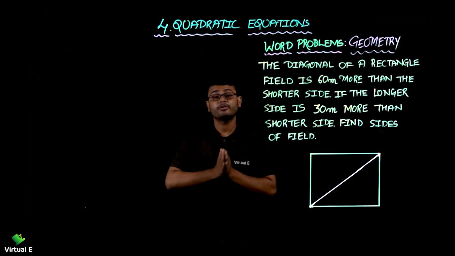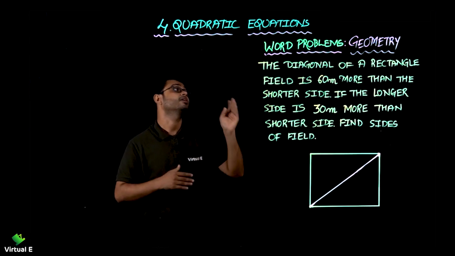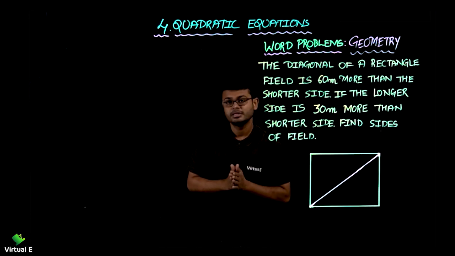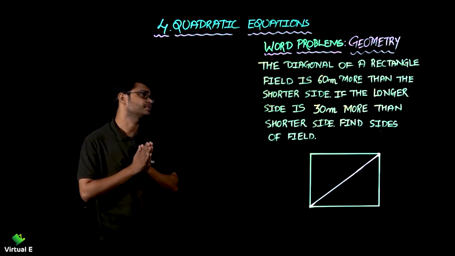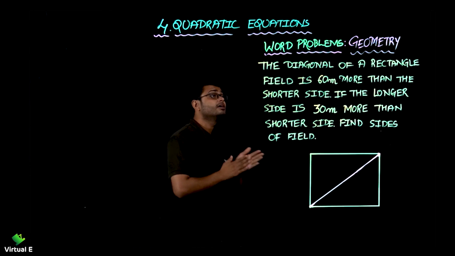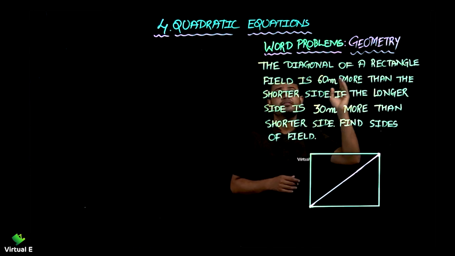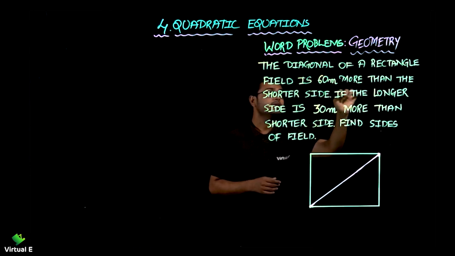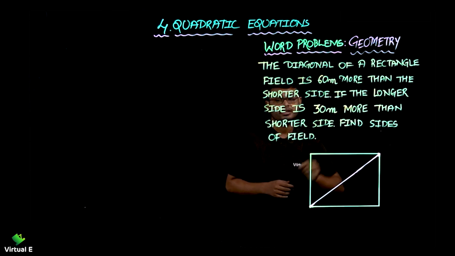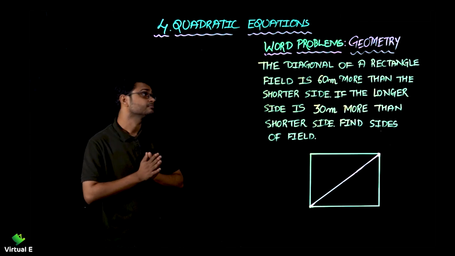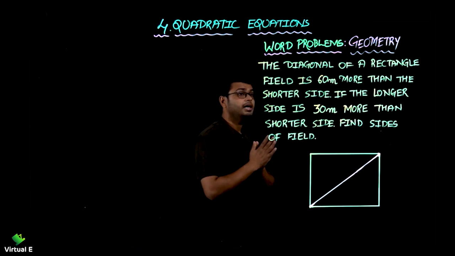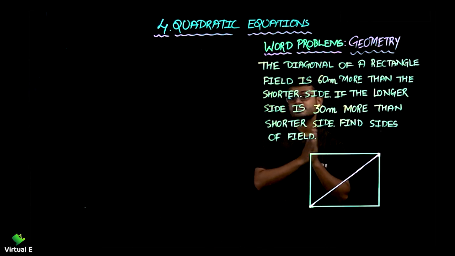In this session, we are going to discuss word problems related to geometry. So we are going to talk about shapes, angles and lines. So let's start. The diagonal of a rectangular field is 60 meters more than the shorter side. Okay, so the first condition is given. The shape is a rectangle, the diagonal is given, and the shorter side is also given.